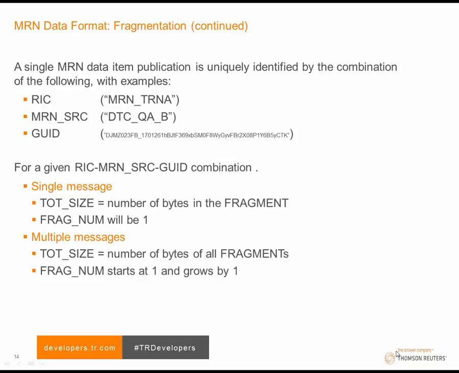We identify an MRN data item by the combination of the following: rig, original rig that it was subscribed on, and the 2 fits MRN source and GUID. It can either consist of a single fragment, in which case the tot size will equal the number of bytes in the fragment and the frag num will be 1, or this combination can apply to the multiple fragments if the story is big, and then total size will equal the number of bytes in all the fragments, and the fragments will be numbered with frag num starting from 1 and going 1, 2, 3, and so on.